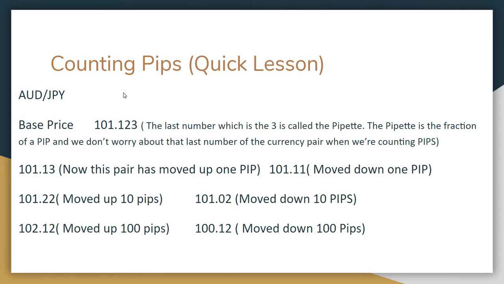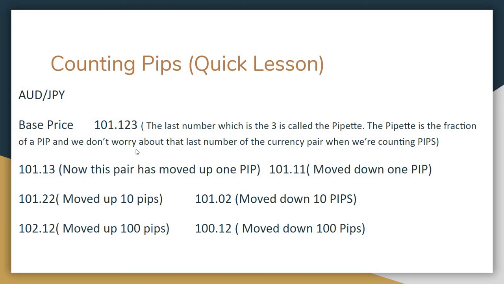So now let's count pips. This is going to be a quick lesson on counting pips. I'm going to make a separate video specifically on all the currency pairs and how to count pips on each currency pair. But today we're going to do a quick lesson using the currency pair AUD-JPY. So we have AUD-JPY at a base price of 101.123.